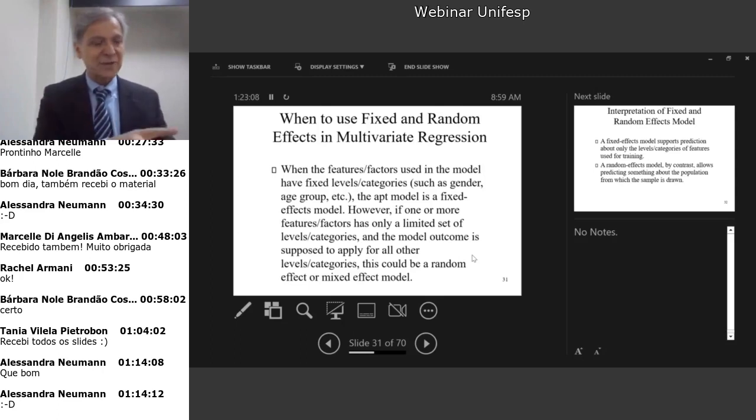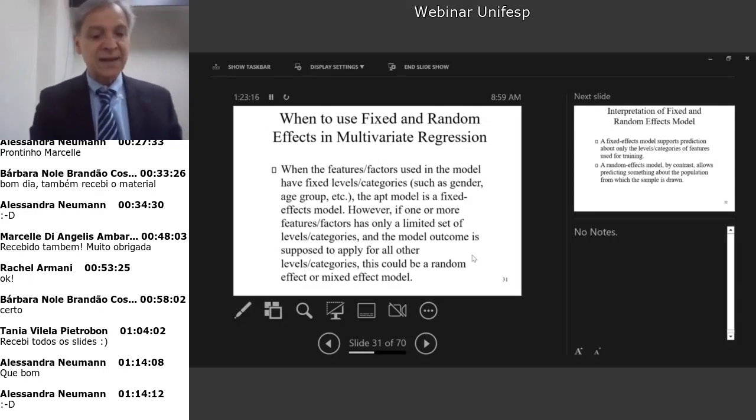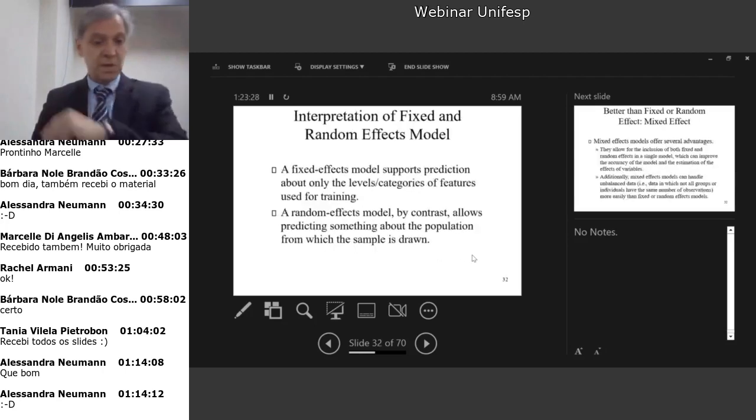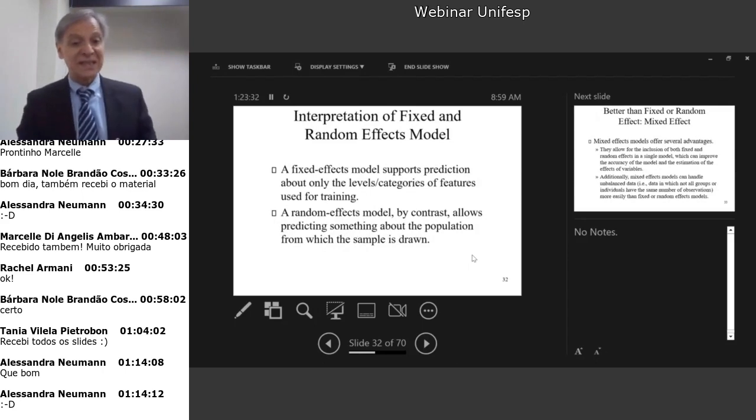Because the effect of that on the outcome is kind of fixed by the group, okay? However, if one or more features or factors has only a limited set of categories, and the model outcome is supposed to apply for all other levels and categories, this could be a random effect or mixed effect model. A fixed effect model supports prediction about only the level categories of the feature used for training.